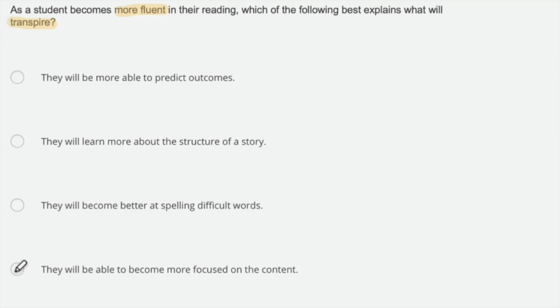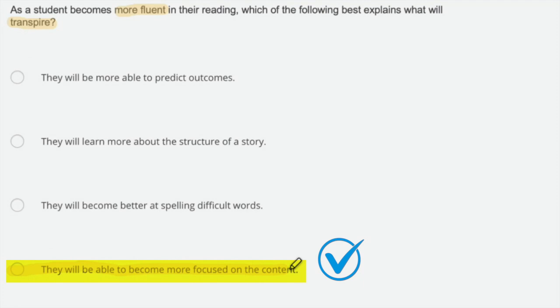The correct answer is going to be that they become more focused on the content. This one is the correct answer because they'll be able to move through the material more naturally as they become a more fluent reader, and they won't be having to stop frequently to figure out the meaning of words that they don't know. Some of the other answer choices that we're given here, they'll be better able to predict outcomes. That is true. They will also know more about the structure of a story and become better spellers, but those three answer choices are not directly tied to reading fluency, whereas our last answer choice is where they become more focused on the content.